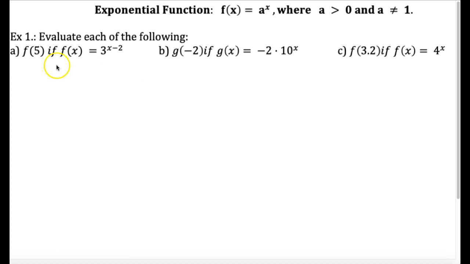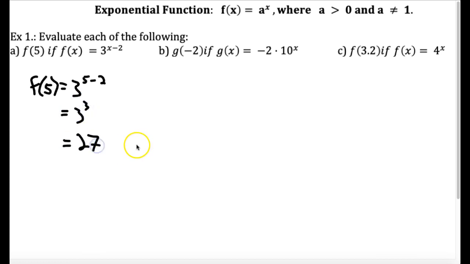So let's just start by evaluating some basic exponential functions. All right, so my first one here, I've got 3 to the x minus 2 power. That x minus 2 is in the exponent. So if I want to evaluate f of 5 here, I'm plugging 5 in for x, so that's going to be 3 to the 5 minus 2 power. All right, all that's in the exponent.